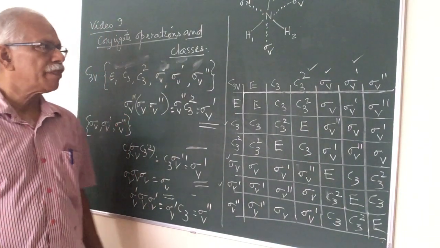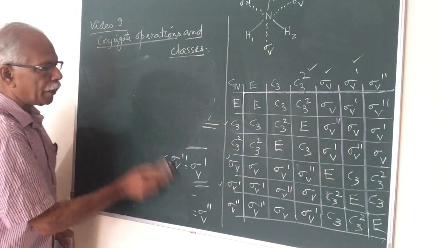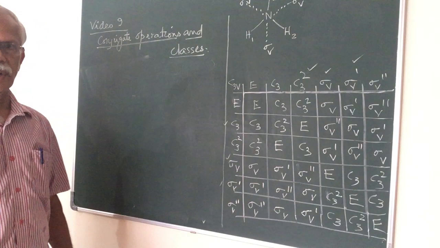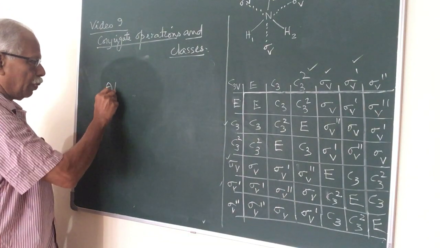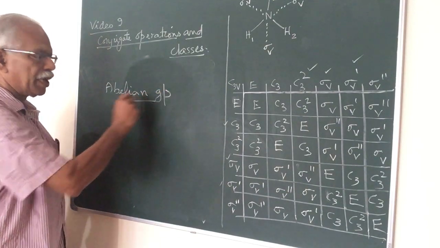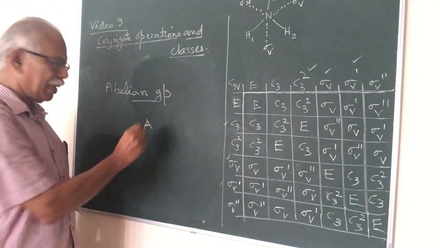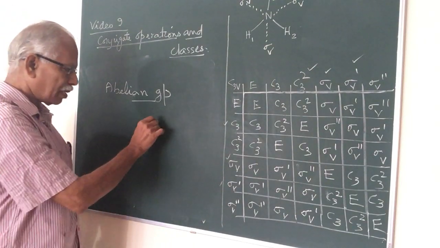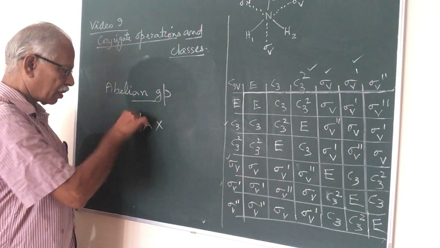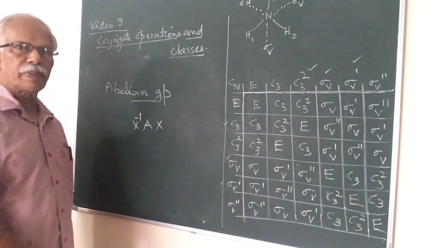In the case of an abelian group, every operation is conjugate only to itself, and that is an important result. Abelian group: every operation is conjugate only to itself. Suppose A is an operation of an abelian group and X is some other operation. Its inverse is X raised to minus 1. This is the similarity transformation procedure.